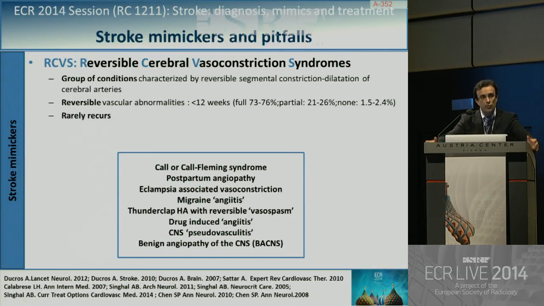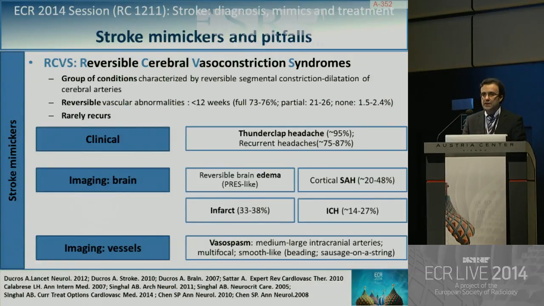Well, this is a challenging group, and this is a challenging diagnosis. This is a group of conditions, and you can see here many different names that you can find in the literature that are gathered because they present with vasospasm, not associated with subarachnoid hemorrhage, not secondary to subarachnoid hemorrhage, better to say that, and they are typically reversible. And this may allow you to make the differential diagnosis from vasculitis. So the clinical presentation in almost all cases will be a thunderclap headache. So they will mimic a subarachnoid hemorrhage from the beginning.